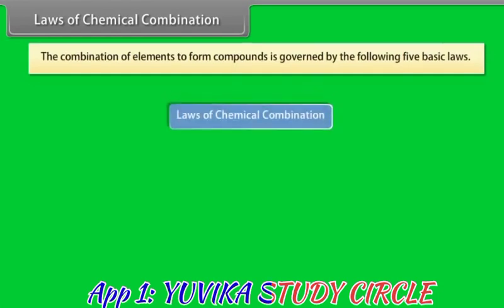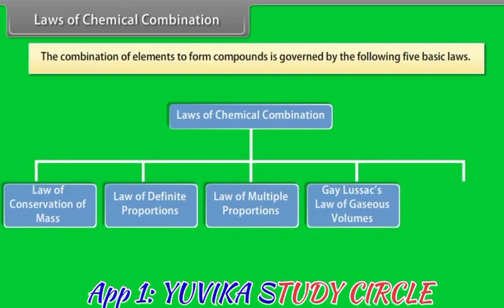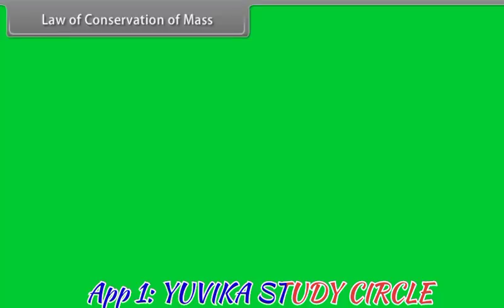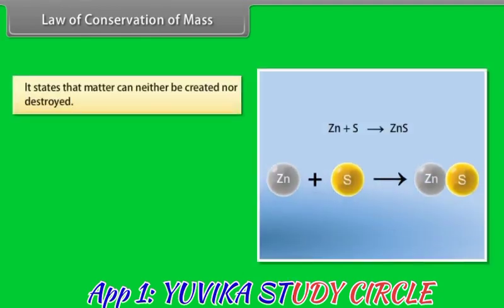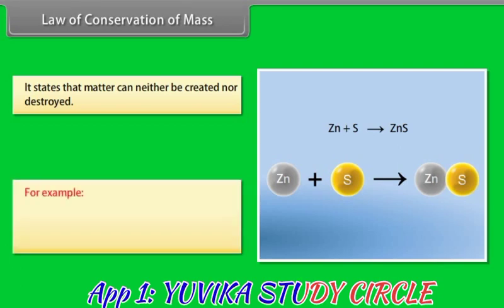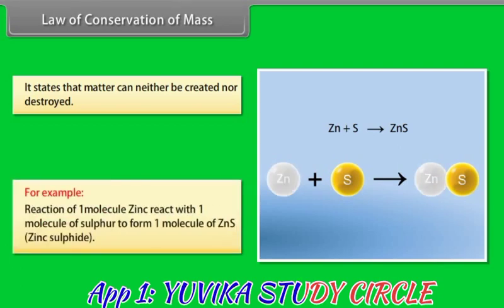Laws of chemical combination. The combination of elements to form compounds is governed by the following five basic laws. Law of conservation of mass. It states that matter can neither be created nor destroyed. For example, one molecule of zinc reacts with one molecule of sulfur to form one molecule of zinc sulfide.